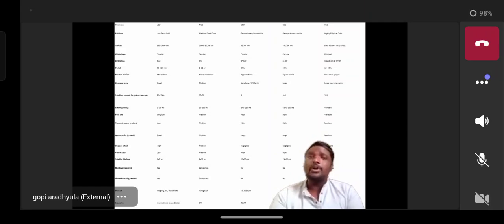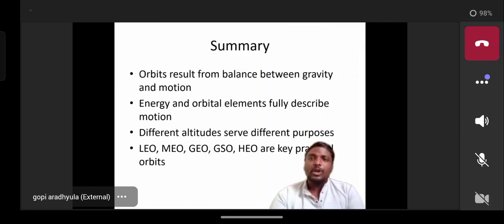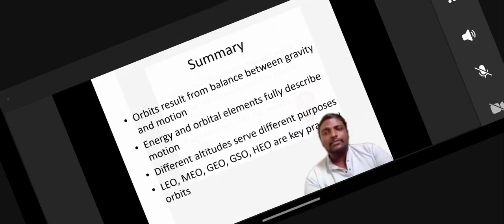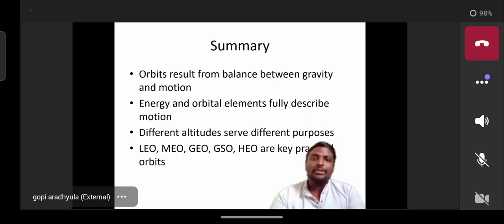Now I discuss the summary. Orbits result from a balance between gravity and motion. Energy and orbital elements describe the motion. Different altitudes serve different purposes: LEO, MEO, GEO, GSO.